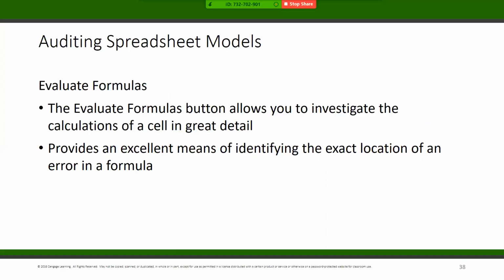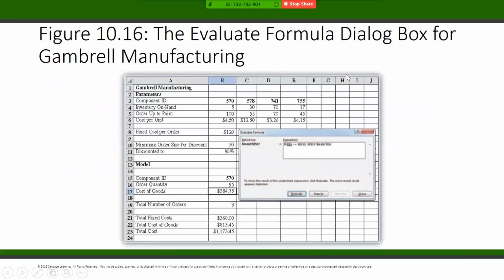Now, evaluate formulas. The evaluate formula button allows you to investigate the calculations of a cell in great detail. It provides an excellent means of identifying the exact location of an error in a formula. Here the evaluate formula dialog box comes up. An example here is, let's investigate our B17 at 384.75.